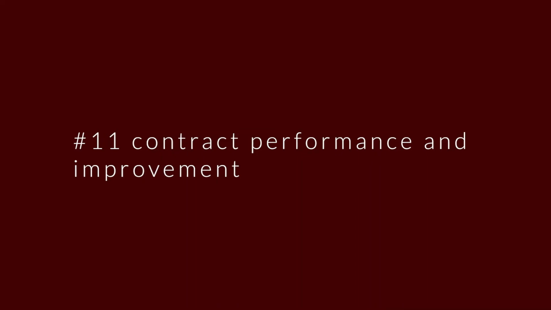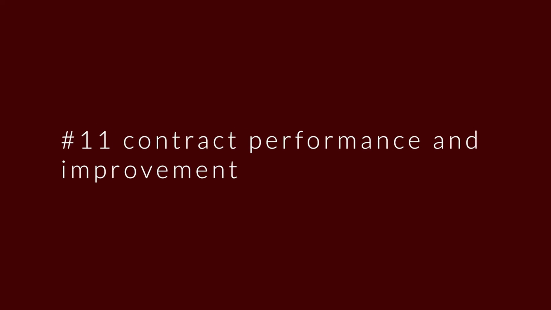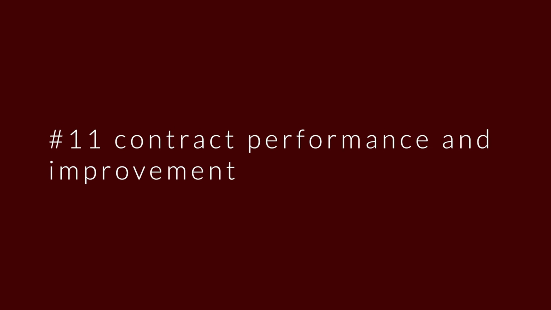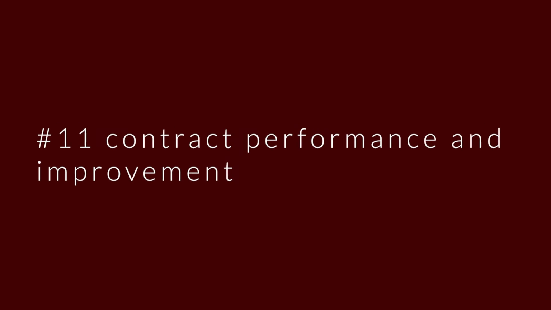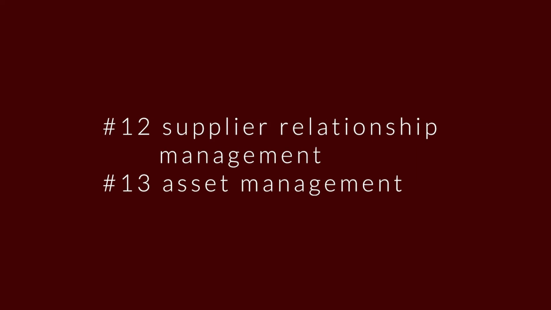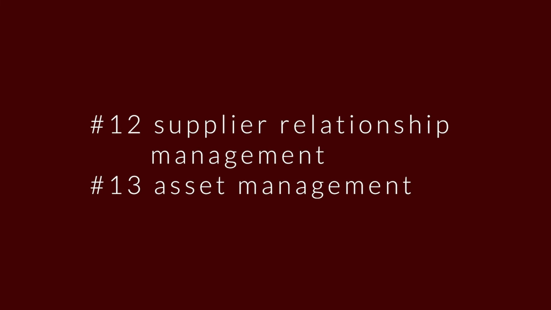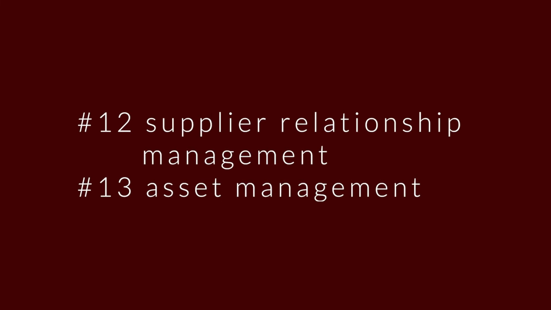Anyway, let's move on. So number 11, contract performance and improvement. We already awarded a contract. And in this case, what are we doing? We're just asking ourselves, are they doing what they're supposed to be doing? How do we know that they're doing what they're supposed to be doing? By looking at the key performance indicators, the KPIs. Those are the things that you're going to be using to manage the person you just gave that contract to. Next, we have supplier relationship management and then asset management.